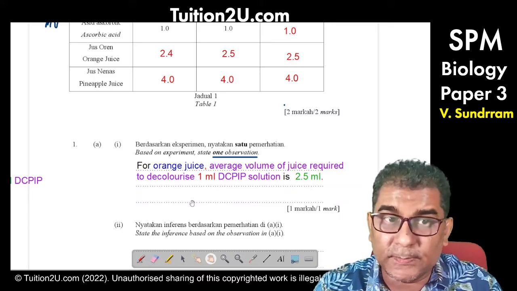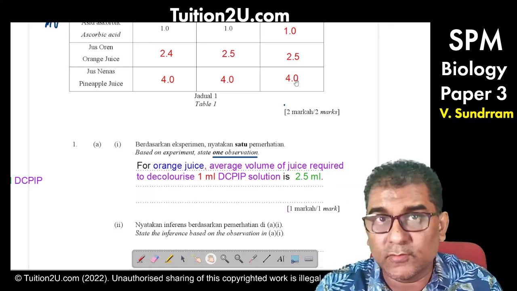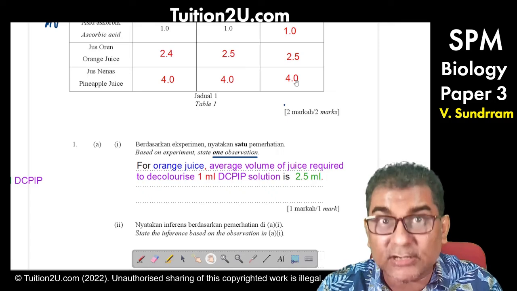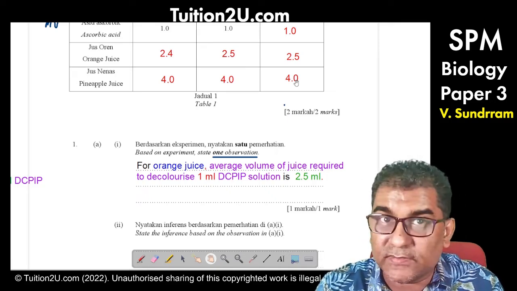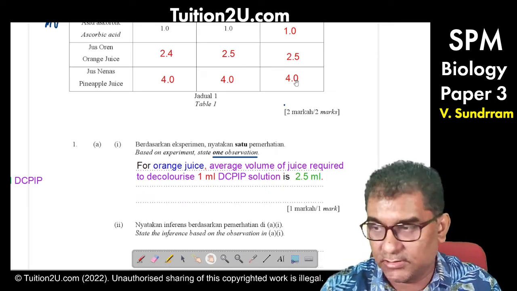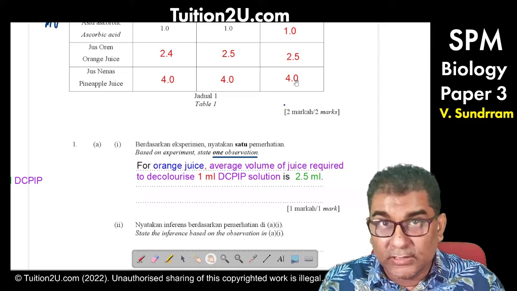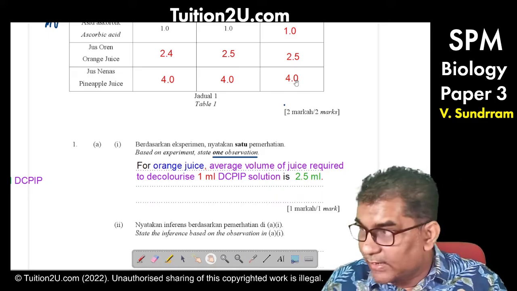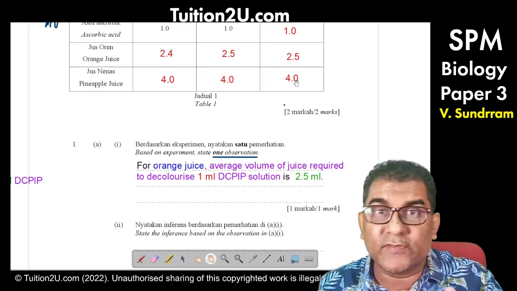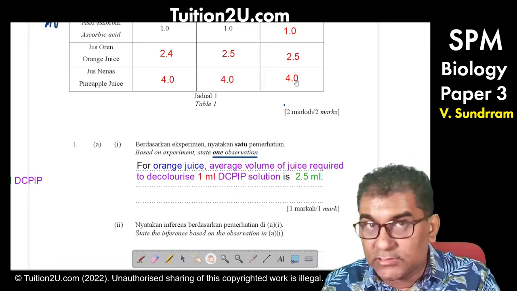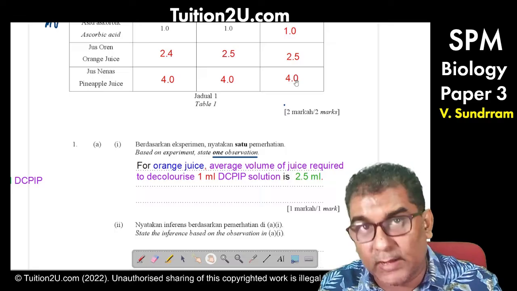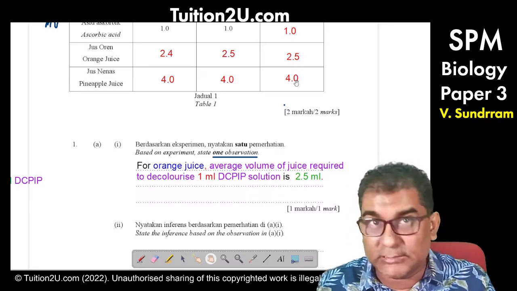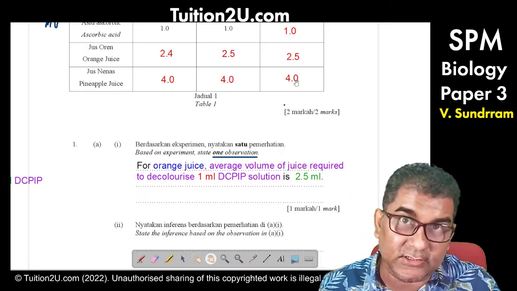The other one, pineapple juice, is 4.0 ml. So why is there a difference? Now you start to compare. When you write the observation, you just write what you see. You don't look at the others. When you write the inference, now you compare with the others. So this is 2.5, that is 4.0. So 2.5 is lower. When you say it's lower, you must explain why it is lower. You must give the explanation. That will be the inference.